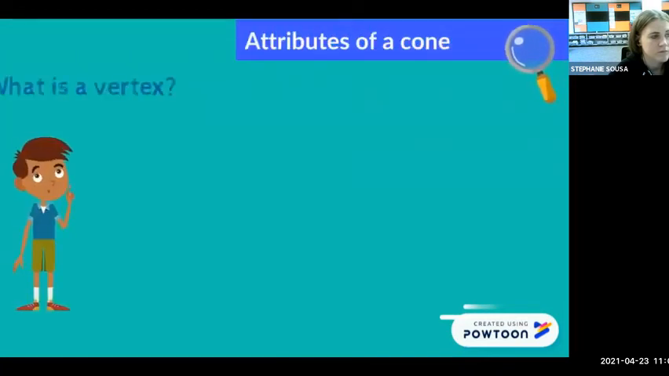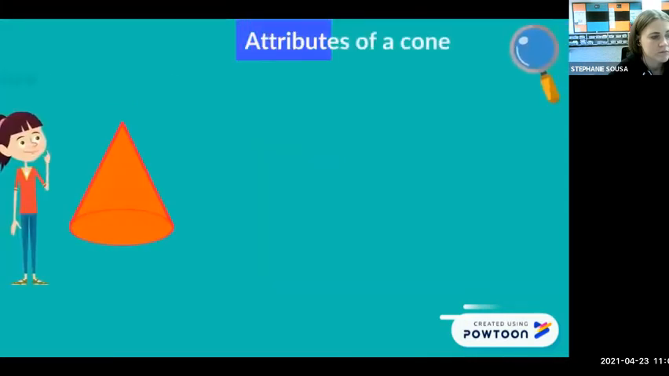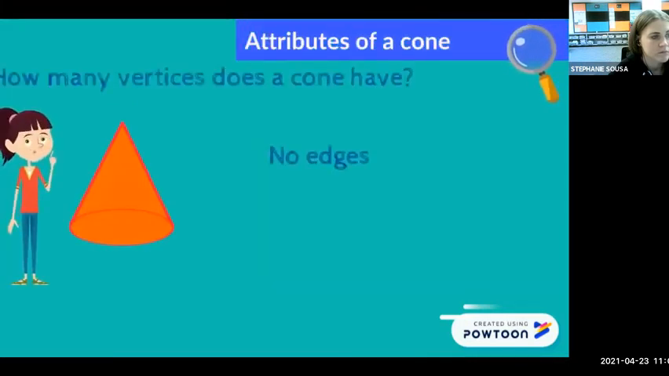Let us review what a vertex is. A vertex is created when two or more edges meet. Since the cone has no edges, it has no vertices either.